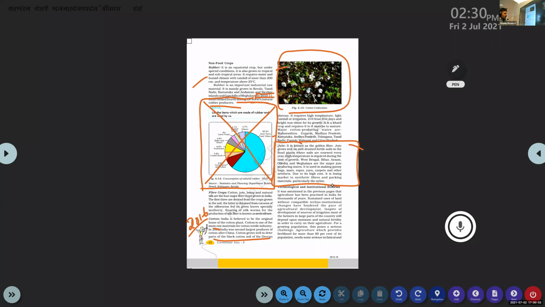That is of economical value. Due to its high cost, the cost of jute is too high, it is losing its markets. Okay. So the process of making jute is not that easy. It's a labor intensive technique. A number of workers are necessary for processing jute. So the cost of jute is comparatively higher than any other fiber. Okay. Natural fiber. Not any other fiber, but natural fiber here. It is losing its market to synthetic fibers and packing materials, particularly nylon.